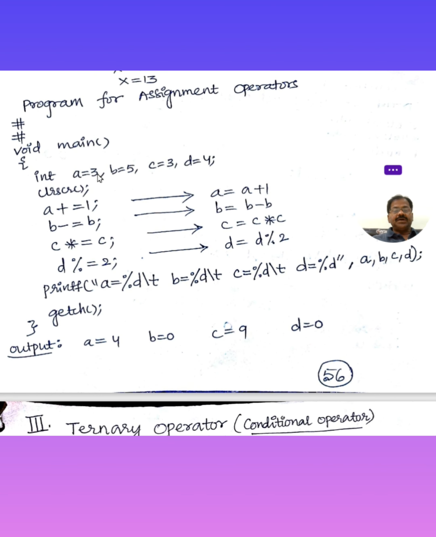You see here, A is 3, B is 5, C is 3, D is 4. A plus plus is equal to 1. The meaning of this is A is equal to A plus 1. What is the A value? 3. A is equal to 3 plus 1. What is the A value? 4. You see here, 4.